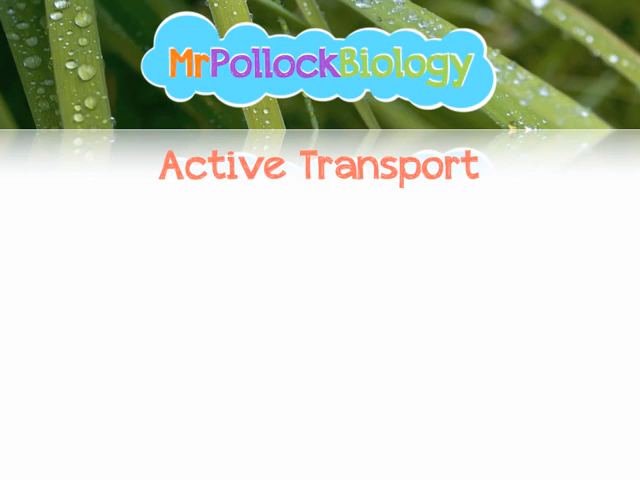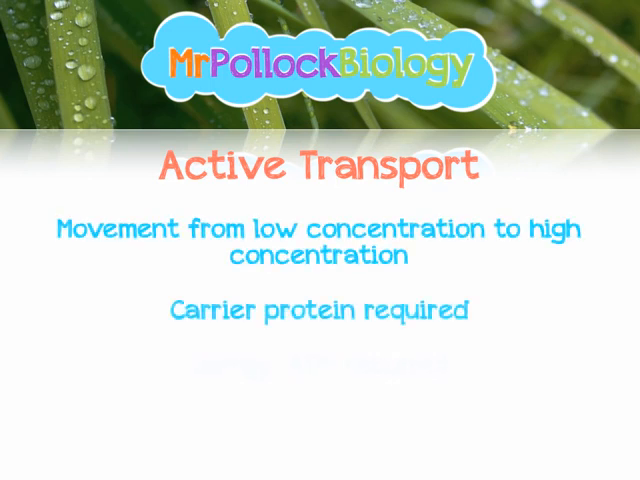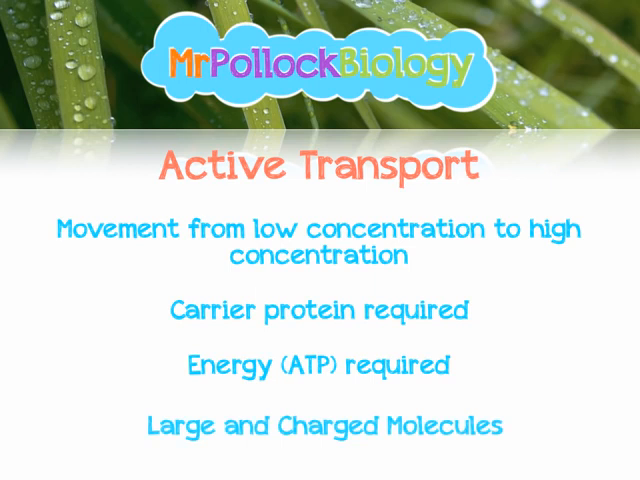So to summarize active transport, it's from low concentration to high concentration. We need a carrier protein, we need energy in the form of ATP, and it's for large or charged molecules. And usually these are high value or dangerous molecules. So by high value I mean things like glucose, that we want to get as much as possible into the cell. And by dangerous or toxic molecules I mean things like urea or waste, things we want to get rid of quickly.